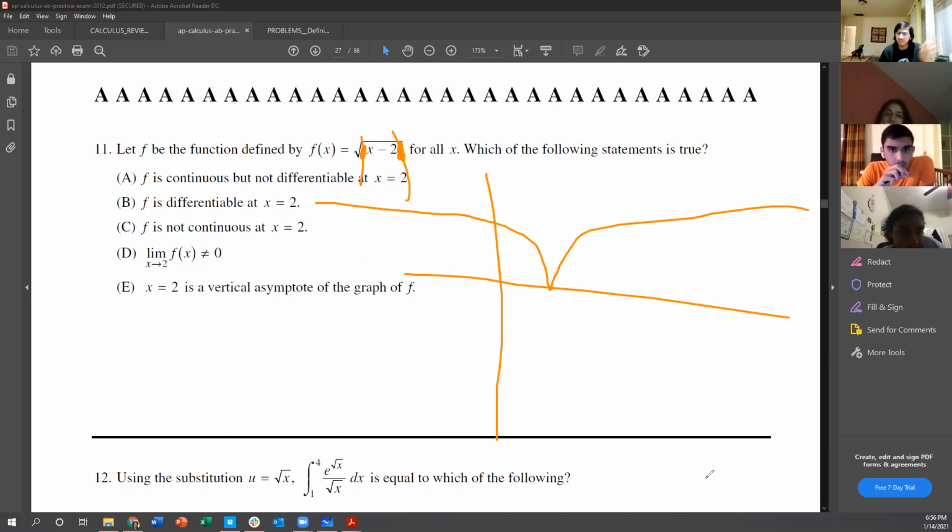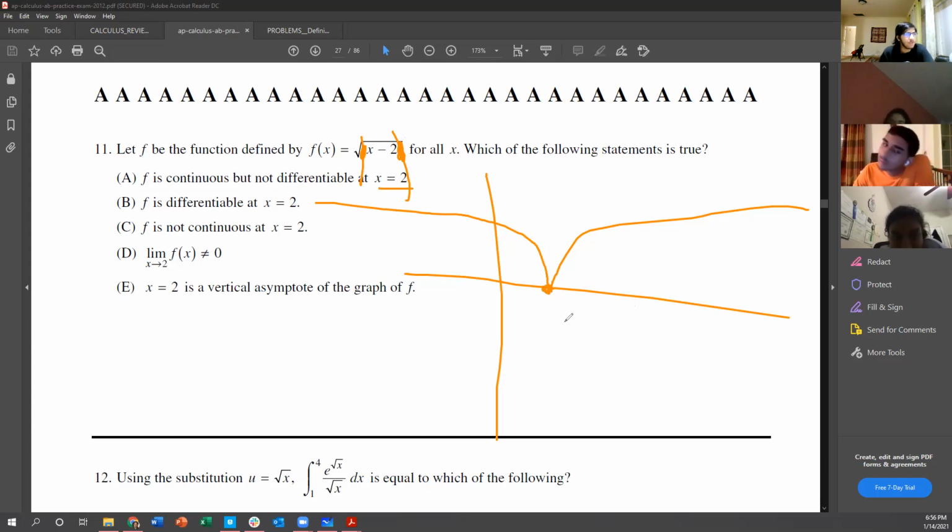Does that make sense logically, how we constructed this graph? Sometimes you're not going to be 100% sure in your answer, and that's okay, but we're looking for logic. Do you see what we did? Now let's see. At x equals 2, we can plug in 2. 2 minus 2 is 0, square root of 0 is 0. It does appear to be continuous at x equals 2.